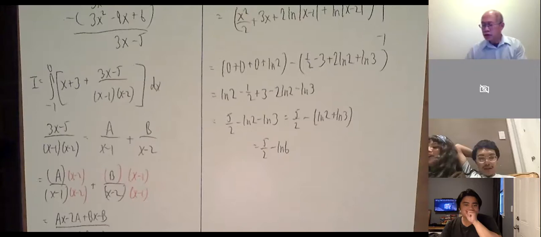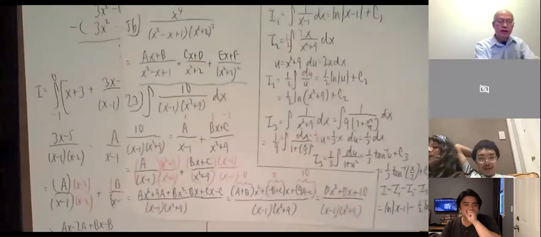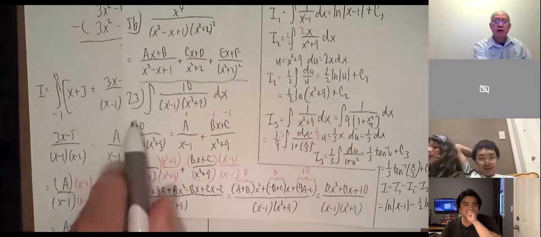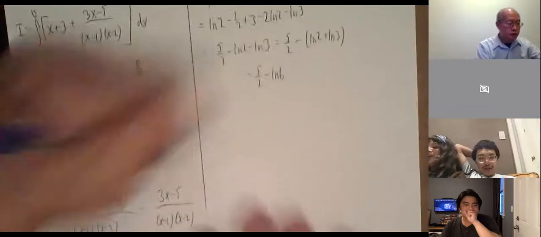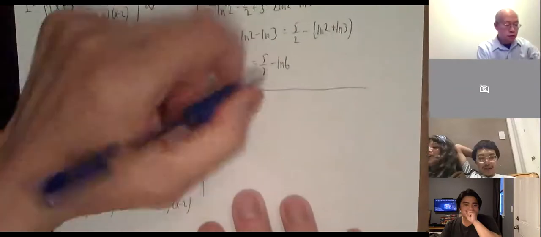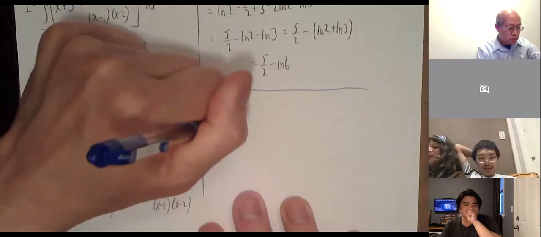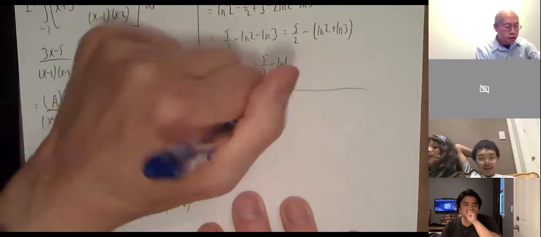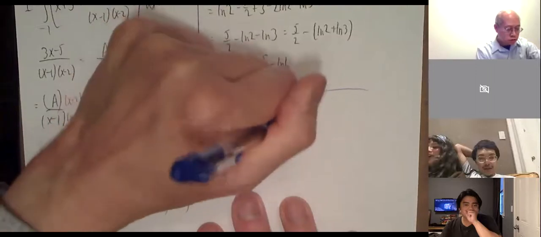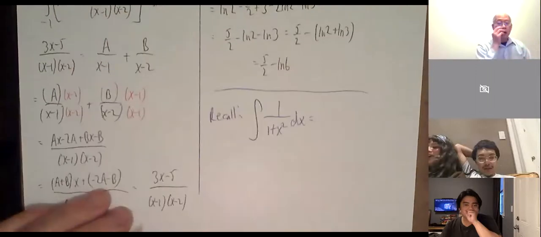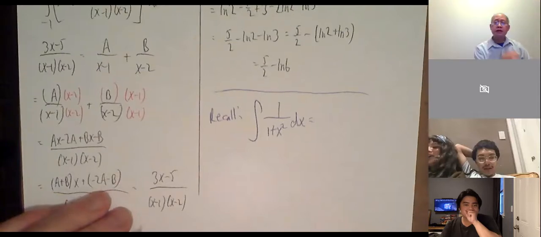And the other one I wanted to show you was problem, what? 23. Okay. But before doing 23, I need to review one other thing with you. Okay, so do you recall this integral? What's the integral of 1 over 1 plus x squared?